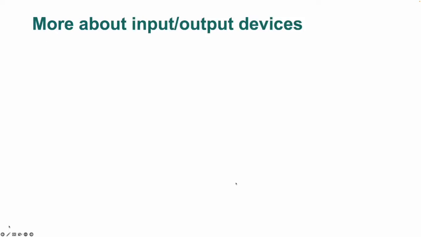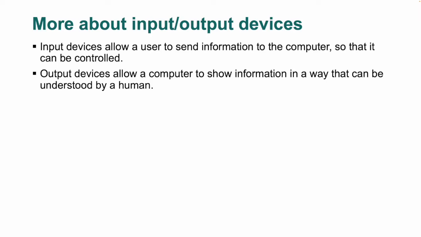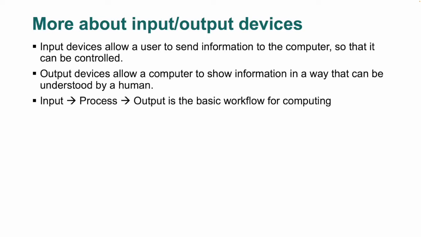Okay, let's learn a little bit about input and output devices. This will mostly be covered in video 2, but let's just get an idea of what they are before we move forward. Input devices are anything that allows a user to send information to the computer so that it can be controlled. Whereas output devices are the reverse. They allow a computer to display information in a way that is understood by a human in some form.